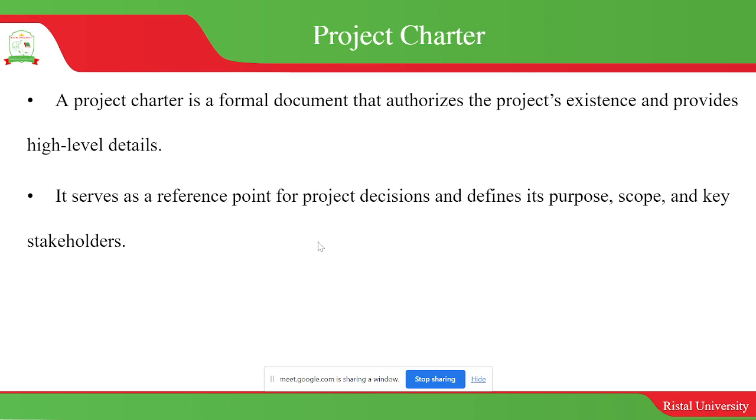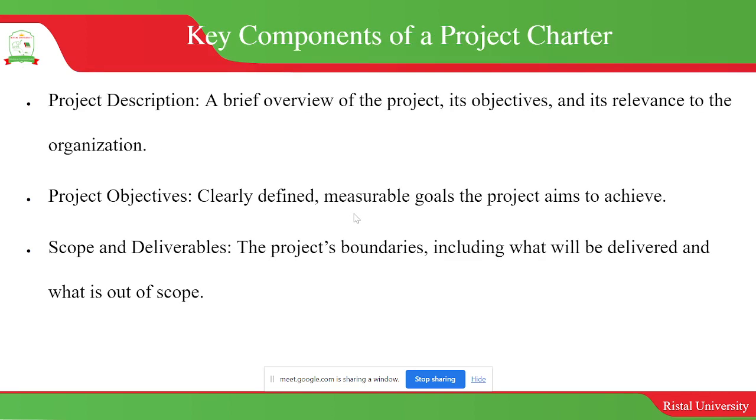So the project charter basically is a document that authorizes the project's existence and provides high-level details. It serves as the reference point for project decisions and defines the purpose, scope, and the key stakeholders. So basically, you come up with what you call the project charter, which is like an authorization to start a project. It has everything about the project in terms of the objectives, purpose, scope, and the key stakeholders.